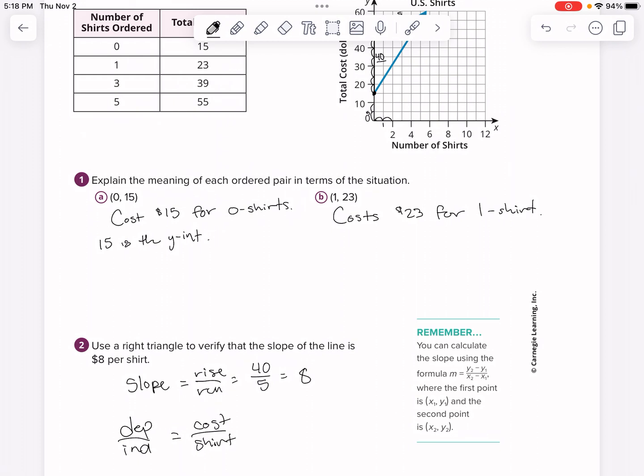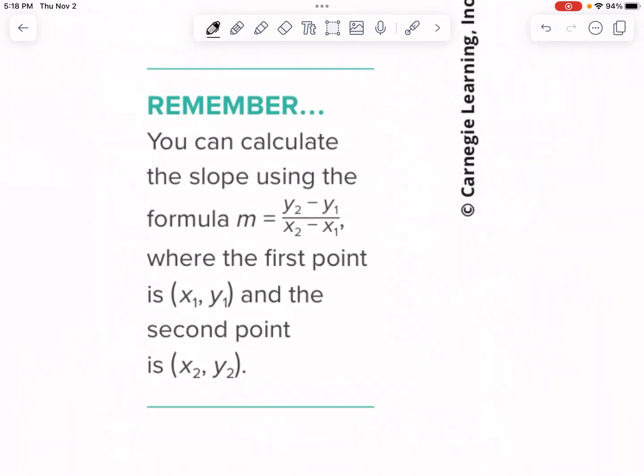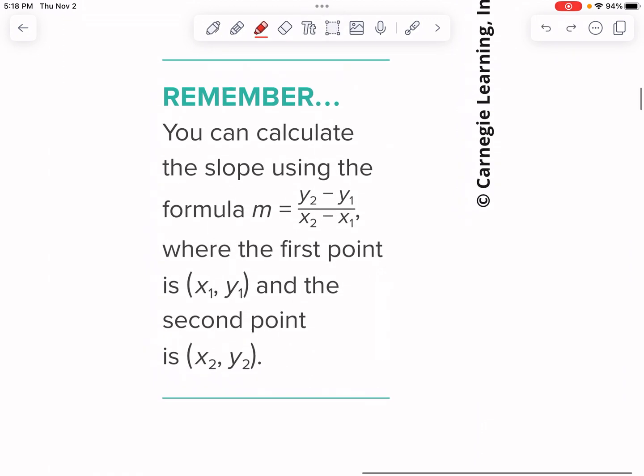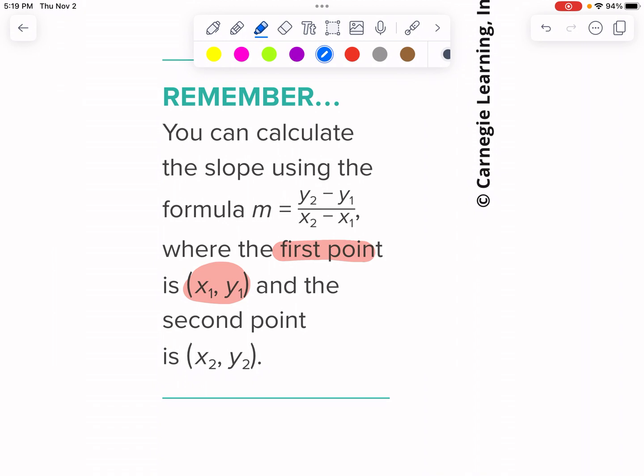All right, and before we go to the next page, I do want to put your attention to this. This is the formula to calculate slope. So if we're working on our test and you're not sure what the formula is, we use this right here. We subtract our y's and we subtract our x's. Now we have these 2's and these 1's. What does that mean? We have this x1, y1, or you can read this as x sub 1, y sub 1. This represents the first x and y, or the first point. And x2, y2 is our second point.